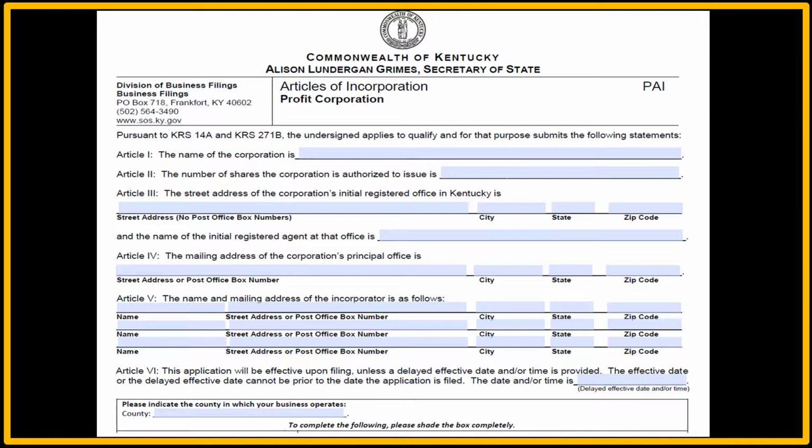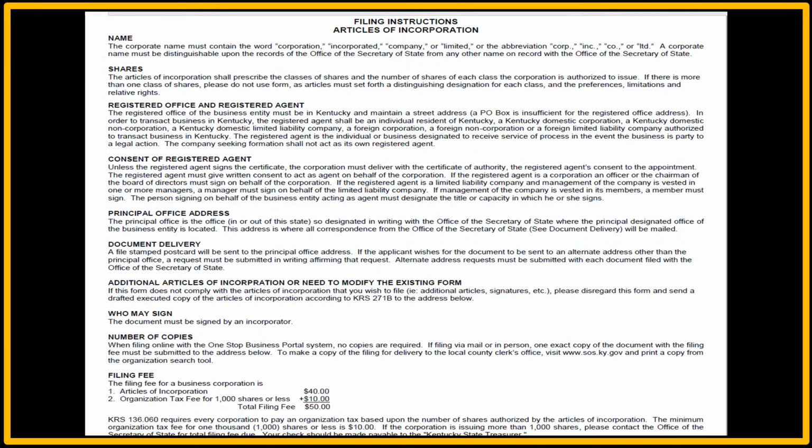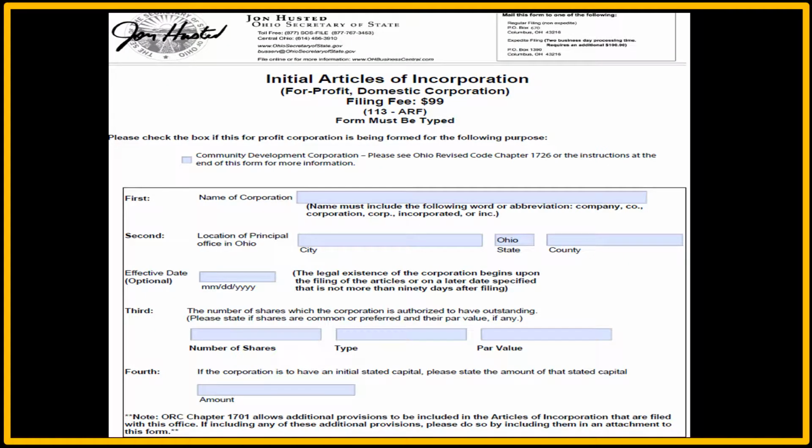This is the form that you can find on the Secretary of State website for the Commonwealth of Kentucky. You can find similar forms on other Secretary of State websites. You can see that it's fairly easy to fill out. On the back, you'll find these helpful instructions. This is a similar form that you can find on the Secretary of State website for Ohio.